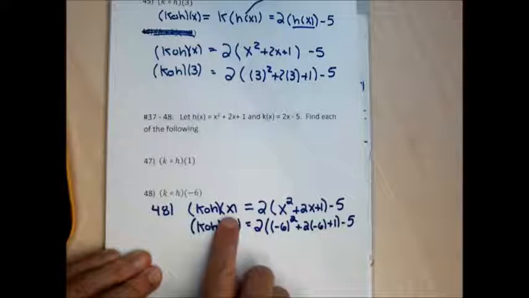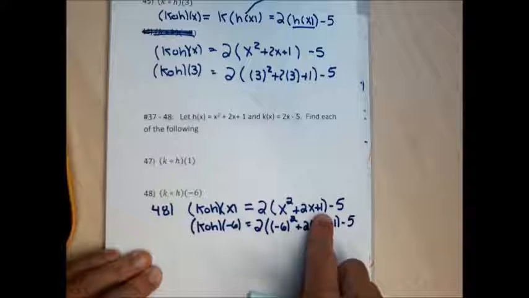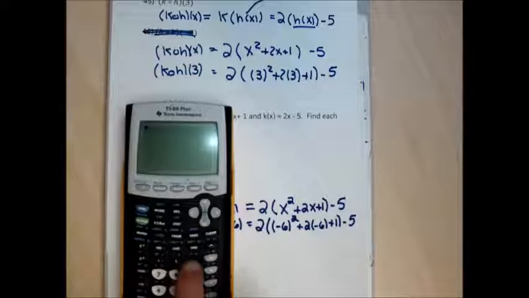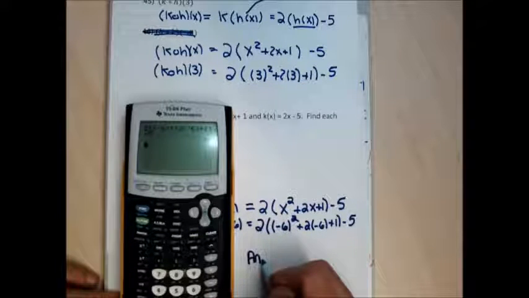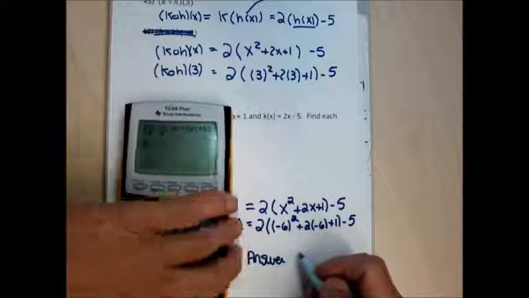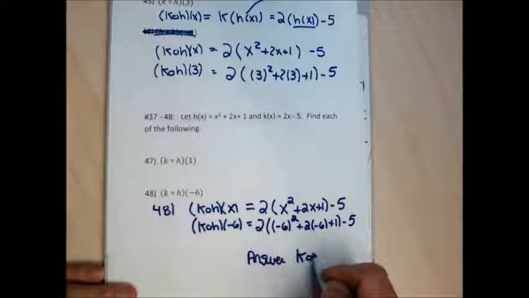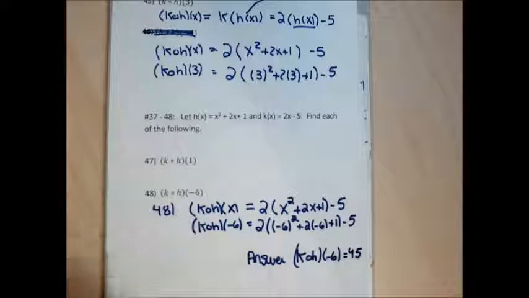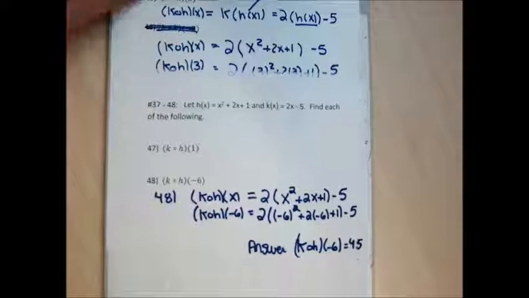So I took my unsimplified version of k composed with h of x. Now I'm changing the x's to -6, and I'm just going to break out my calculator and go 2 parentheses and then -6 squared in a parentheses plus 2 parentheses -6 plus 1, close out my parentheses, minus 5. And I get for an answer, k composed with h of -6 equals 45. Alright, so your 47 should work the same way.